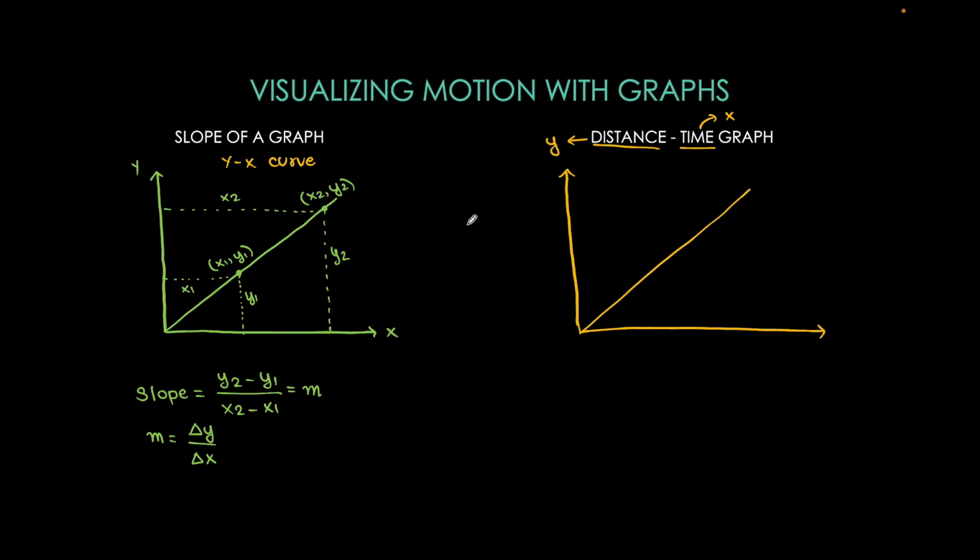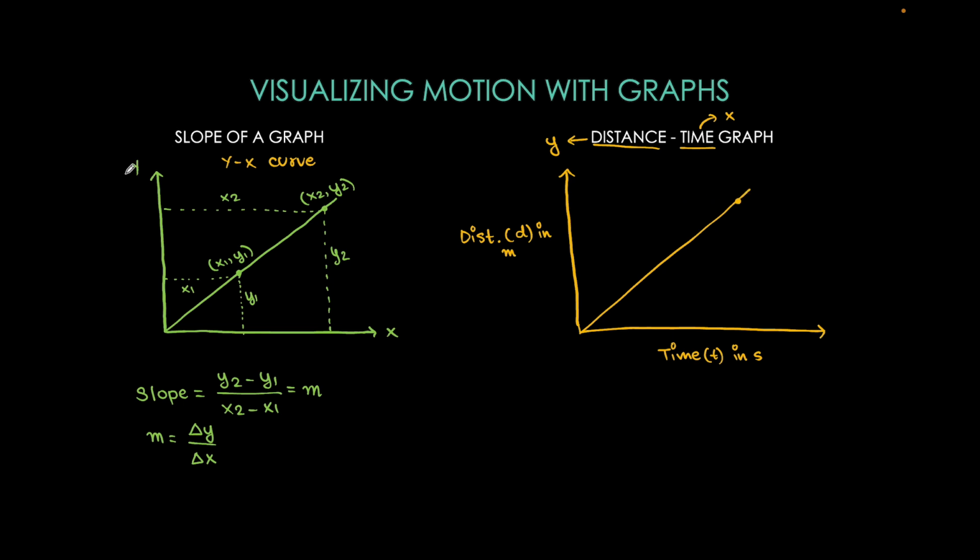So on this axis, we'll write what? Distance, which is denoted by what? D. And on this axis, we'll take time, which is denoted by T, right? And this is in seconds and this is in meters, right? Okay. So now again, let us take 2 points here.